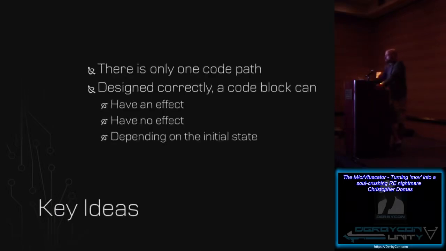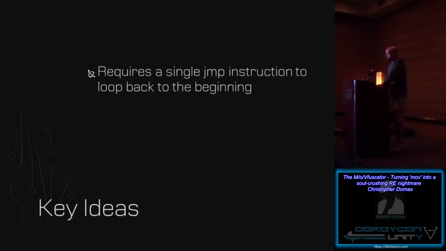Another key idea from Dolan's paper was there's only going to be one code path if all you've got is move instructions. You've got no way to branch. You've got no way to skip anything. All of your instructions are going to execute every time, no matter what. But if you design your program correctly, a block of moves can either have an effect or have no effect, just depending on the initial state of the system. I'll show how we can apply that in just a little bit.